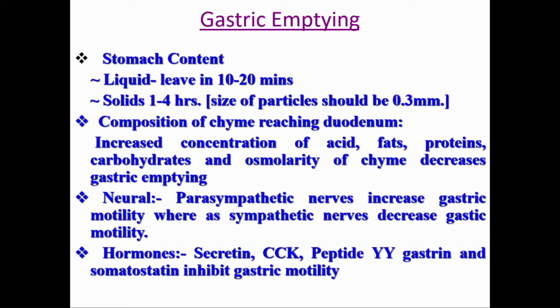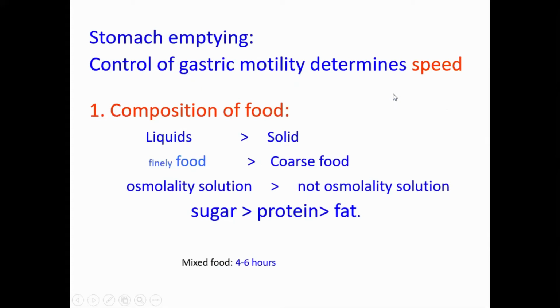And there are different hormones which act on gastric emptying. Okay, so secretin, cholecystokinin, peptide YY, gastrin, and somatostatin all inhibit gastric emptying. Okay, they decrease gastric emptying. Right? All of these hormones decrease gastric emptying.